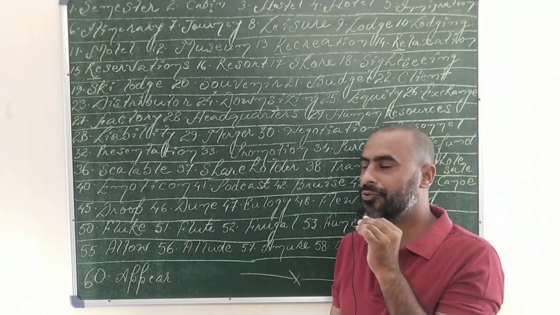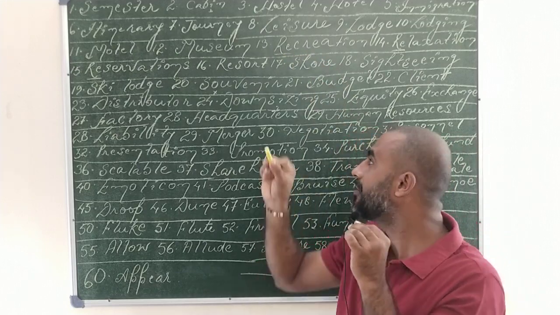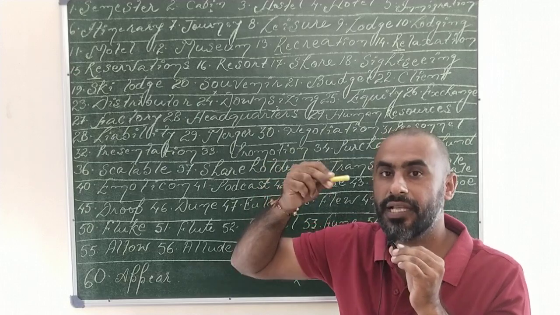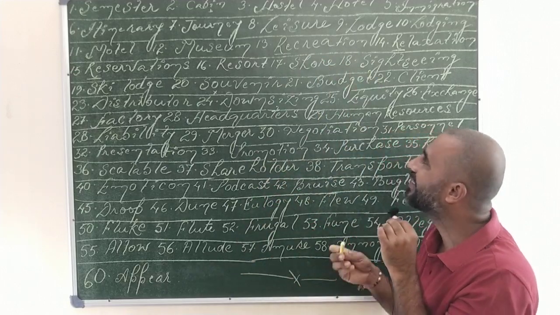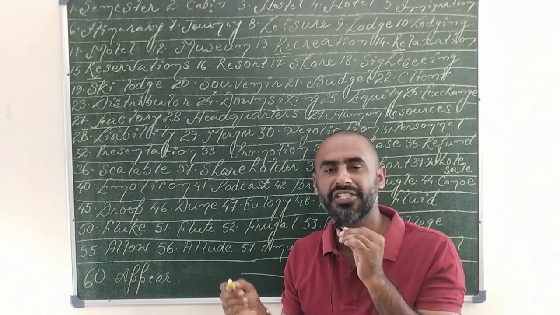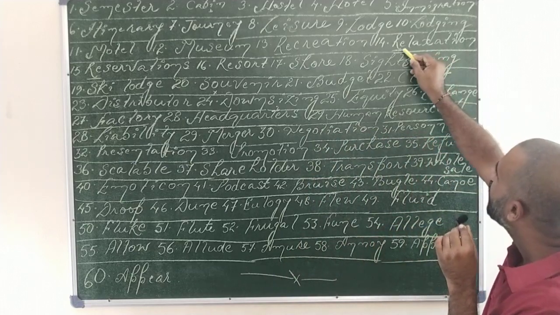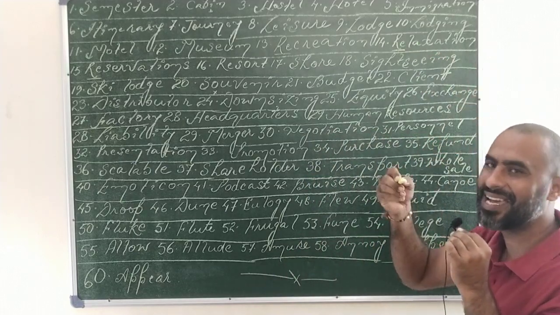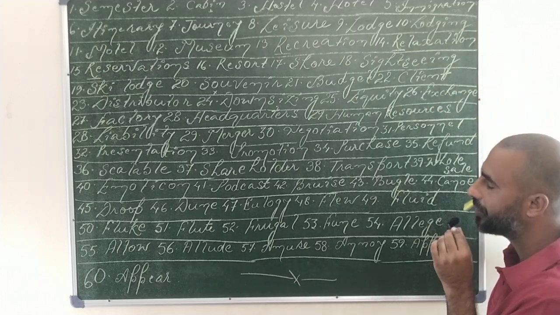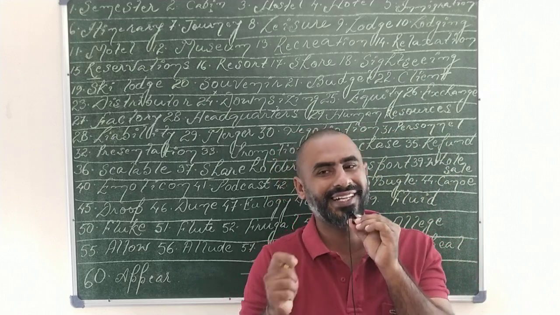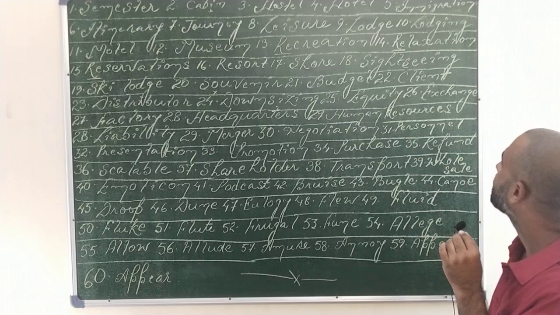R-E-C-R-E-A-T-I-O-N. The mistake you guys make is that you see this word and pronounce it with a long re, but that's wrong. It's recreation, as in recreation center. Okay, next one, R-E-L-A-X-A-T-I-O-N. Relaxation, not the way you might say it. Relaxation, absolutely. Next one.